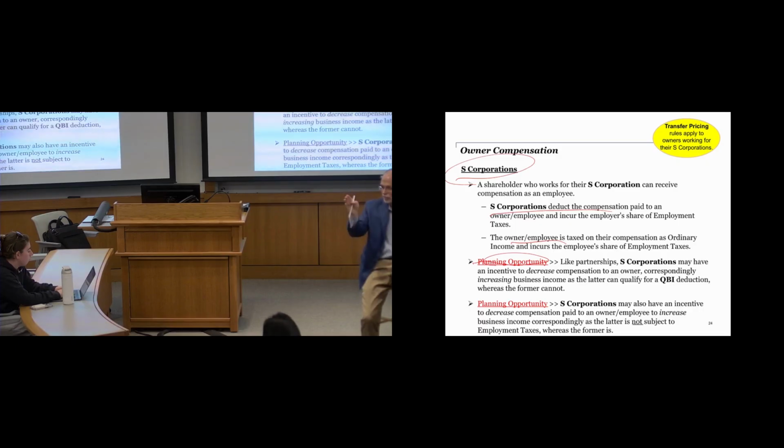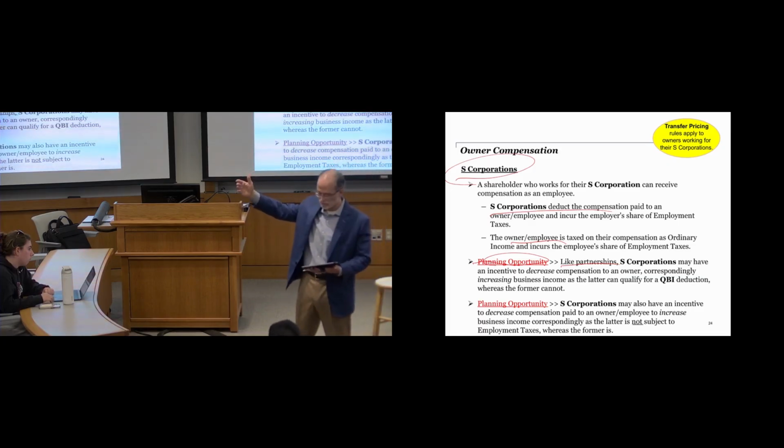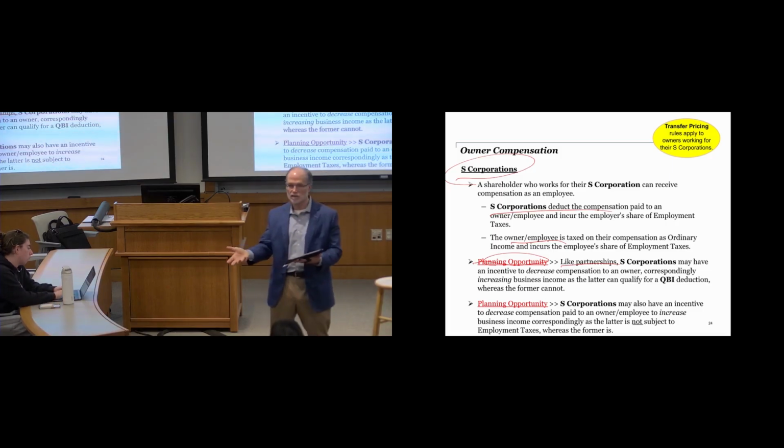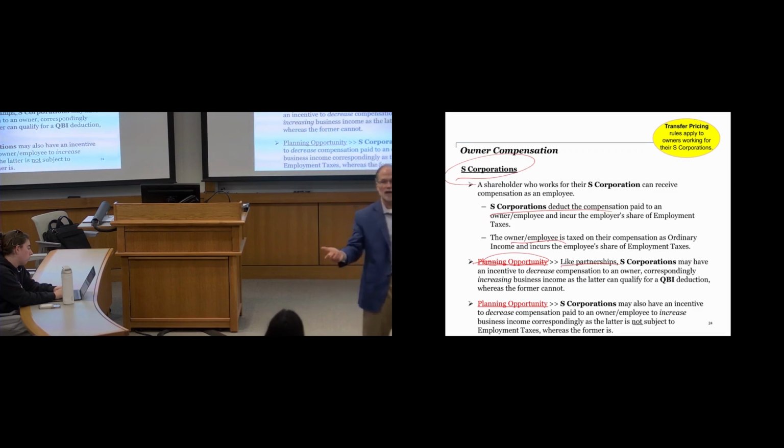through. Business does not pay tax. C Corp, separate taxpayer, pays tax. So the planning opportunity, like partnerships, S corporations may have an incentive to decrease compensation to an owner, correspondingly increasing the business income at the entity level because the latter can qualify for that QBI deduction, just like a partnership.